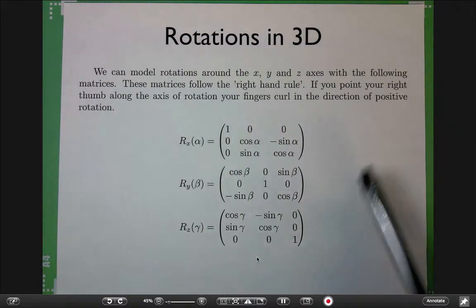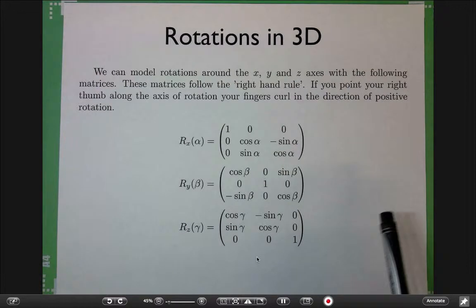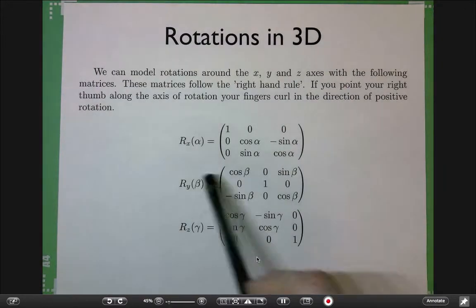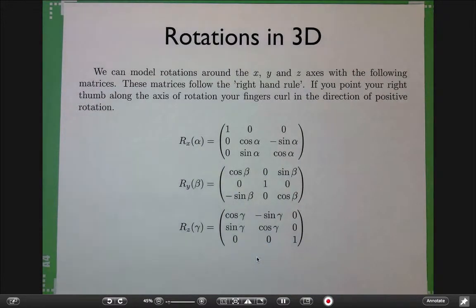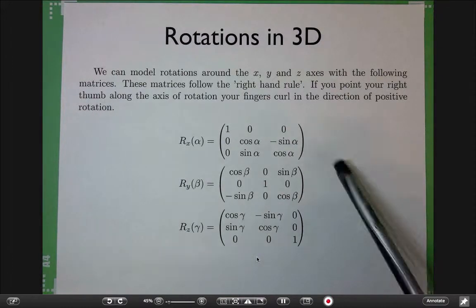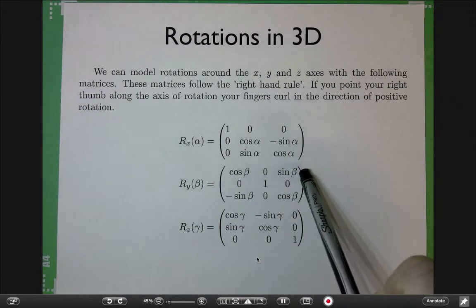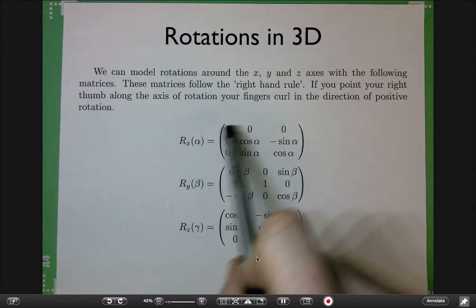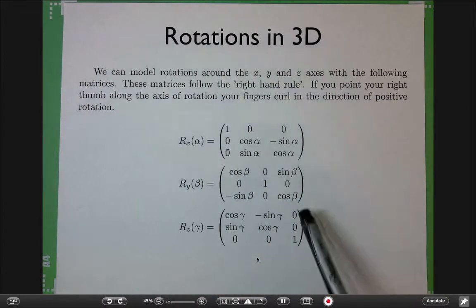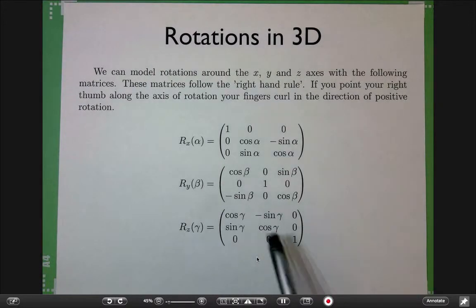It turns out that any 3D rotation I can compose from rotations about the basic axes, about the x, y, and z axis in 3D. We will talk more about rotations later, so don't worry about that. Here is the form of the rotation matrices. You can see rotation about x leaves the first coordinate, the x, intact, right? That's the point. The points on the rotation axis don't move. The rotation about y, same thing, leaves the y intact, and z goes about the z axis.